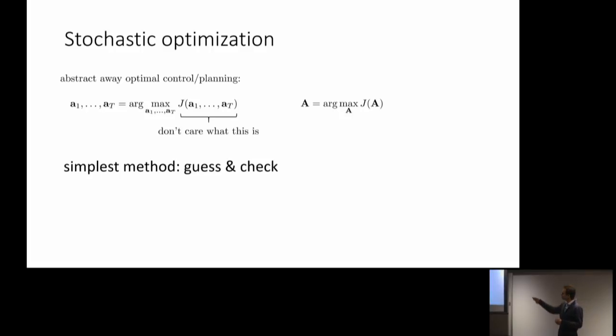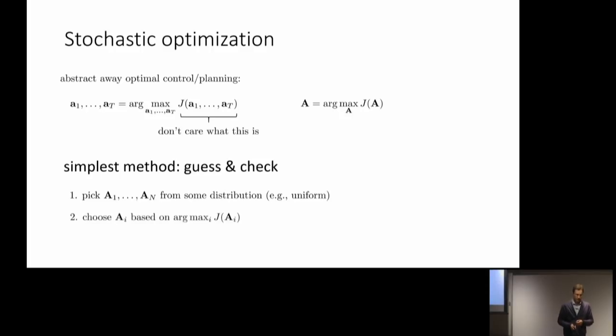So what you can do is, if let's say A is on the order of 10 dimensions and you need to plan over, let's say, 4 time steps, something pretty short, which is good enough for some simple control tasks, you can just sample n different sequences of actions from some distribution. Maybe it's a uniform distribution over all possible sequences of actions. Evaluate the objective for each of them, and then choose the action sequence based on the argmax of that objective.